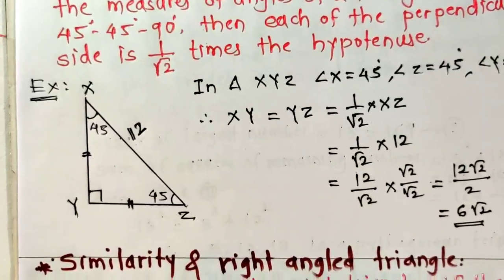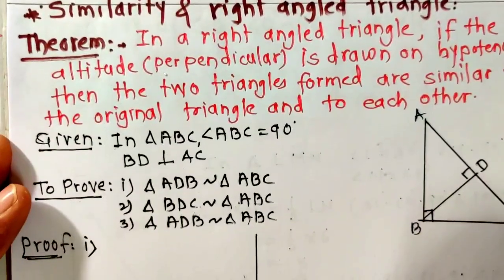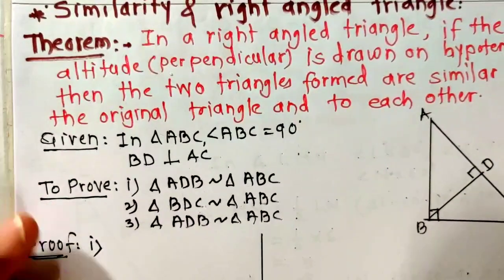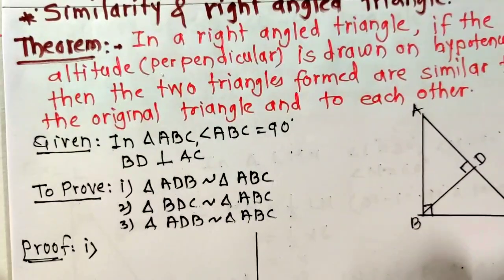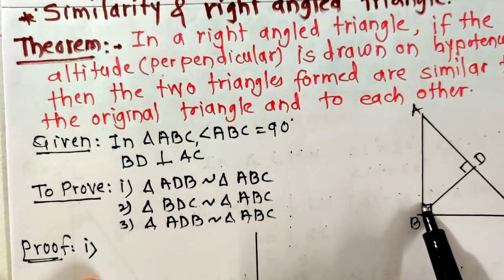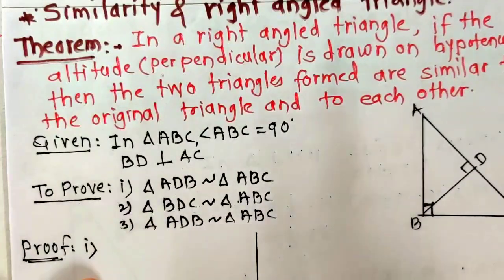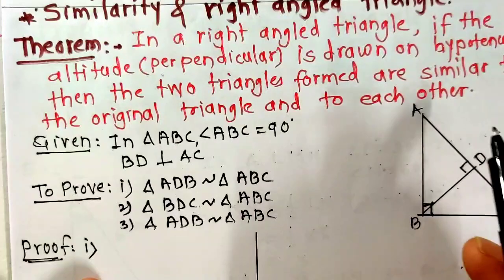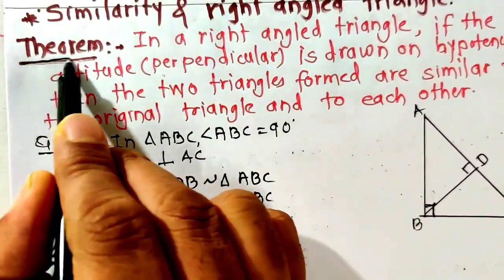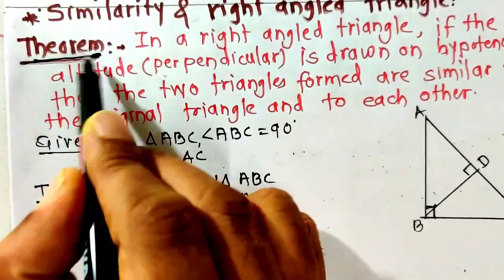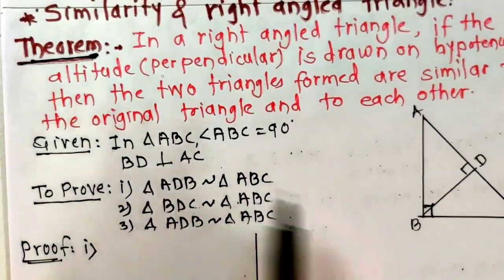Now, the next point is similarity and right angle triangles. So remember friends, when two right angle triangles are given, these right angle triangles become similar if one pair of acute angles is congruent, because one pair of 90 degrees is already congruent, no need to prove. So if a single pair of acute angles becomes congruent, then these two right angle triangles are similar to each other.